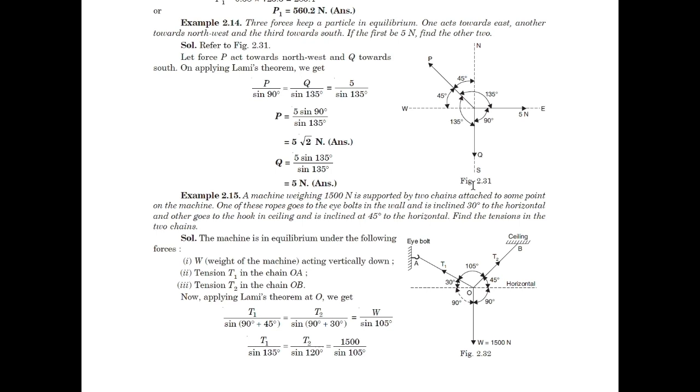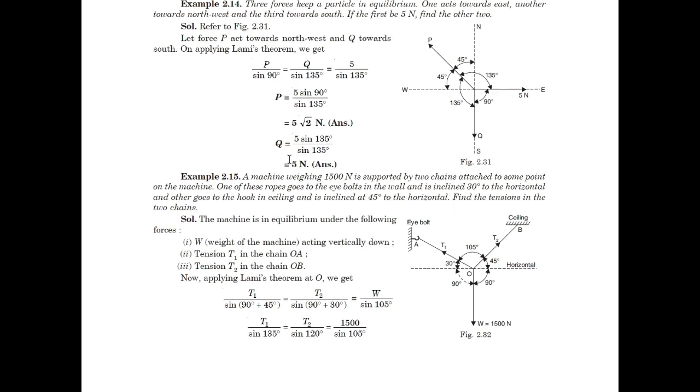In this, the solution is simple. We will apply Lami's theorem. So P divided by the sine of the angle between the other two, which is 90 degrees in this case, between this 5 Newton force and Q, is equal to Q divided by sine of 135, the angle between this 5 Newton force and P, is equal to 5 divided by sine 135. This is the third given force, 5 Newton, and the angle between the other two is again 135. In this way we can find the value of P as well as Q with this given equation.